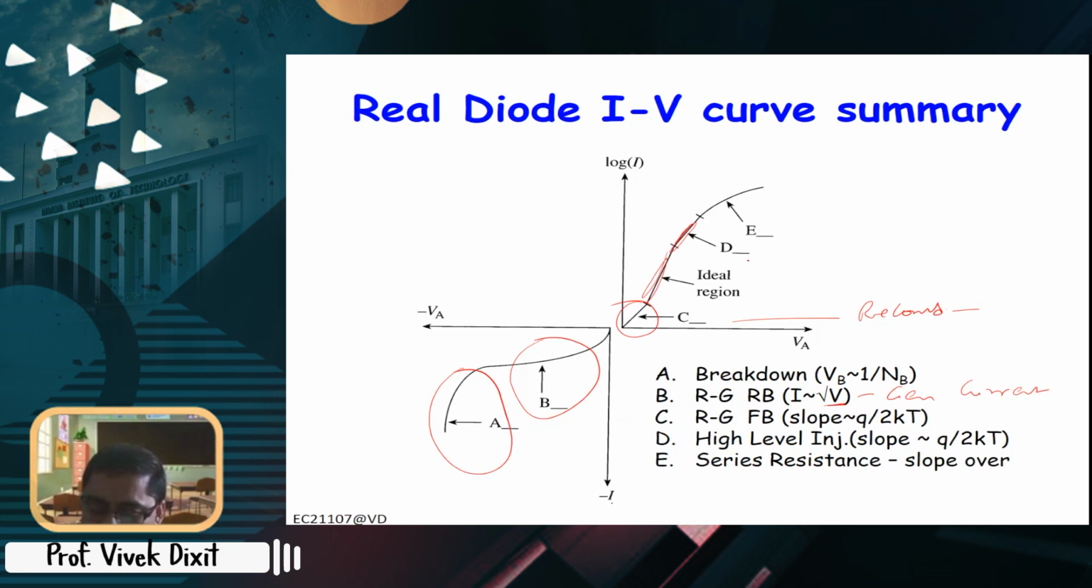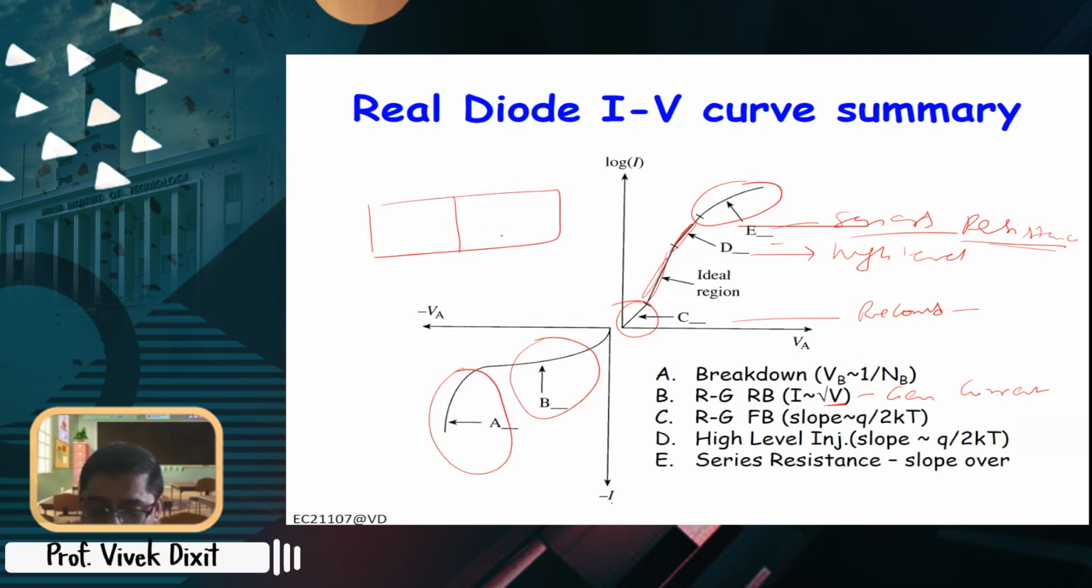Then beyond the ideal region, when you are close to the built-in potential, you have high level injection. This is high level injection, right? And then beyond high level injection, you have the effect of series resistance. Now series resistance plays a role at high current, right? If current is smaller, the drop across series resistance will be very small. Now this is basically the assumption that, because the doping is high, in the quasi neutral region there is no drop, right? But with high current, when the current is very large, this is not valid, right? So we will have to take into account the drop in the quasi neutral region.